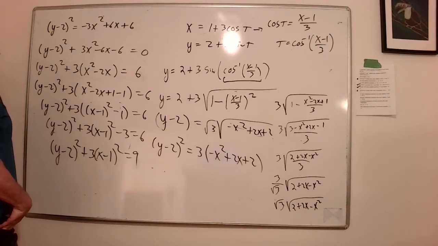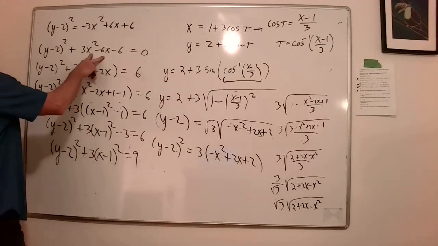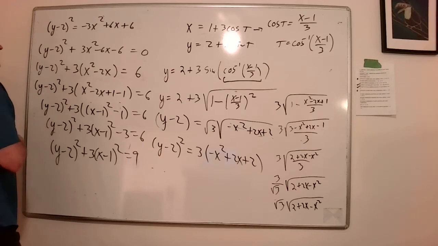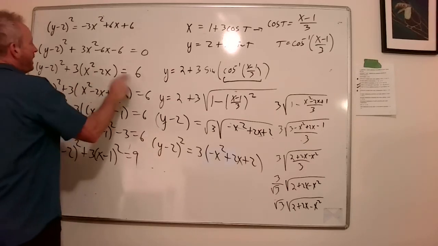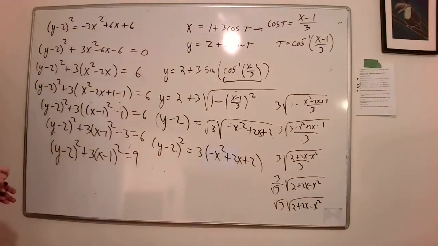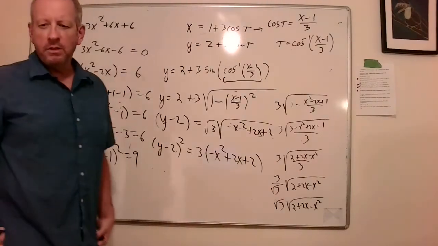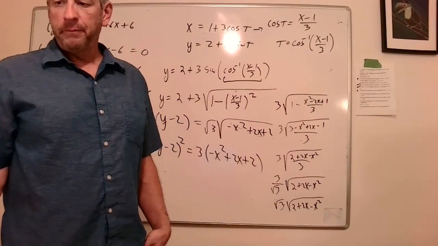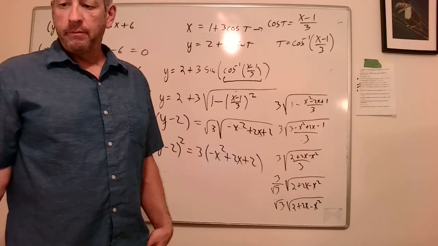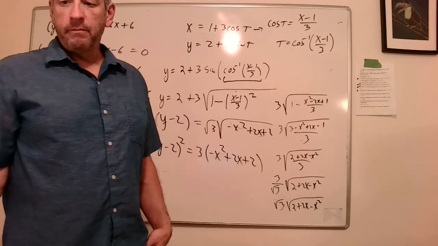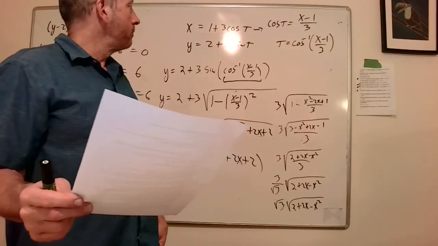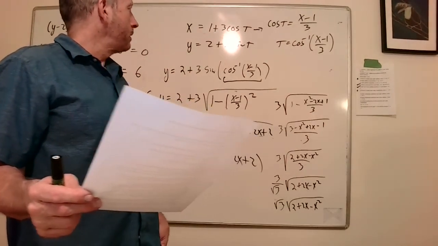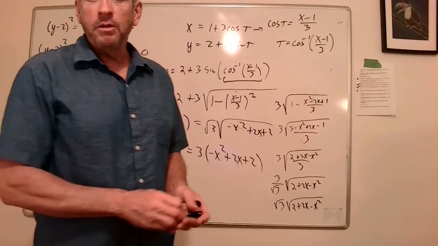I factored a 3 out of the first 2. That's fine. Nothing wrong with that. Added a 6 over this side. Geez, I don't know. Oh, did I say this is a circle? Uh-oh. I don't know. Well, let's do this one in class.